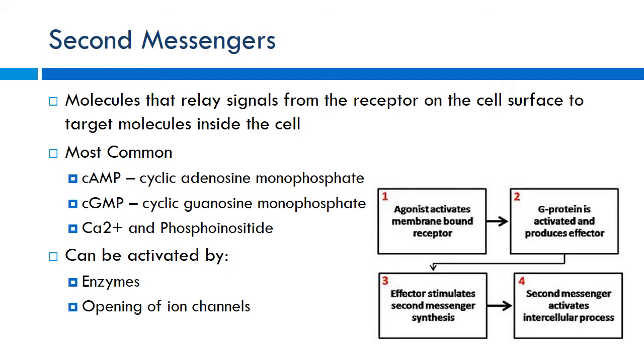We're going to see that these can be activated by several different things. In some cases, they will be activated by enzymes. In other cases, it may be the opening of ion channels. By changing the voltage of a resting membrane, either hyperpolarizing or depolarizing it, you may activate some of these secondary messengers, which allows downstream signals to occur and changes in blood pressure or blood sugar, or whatever it happens to be.